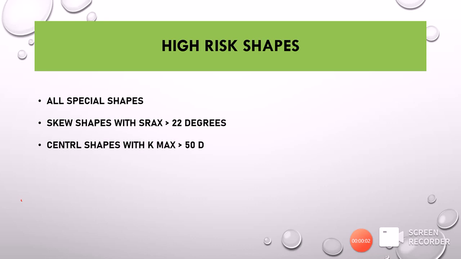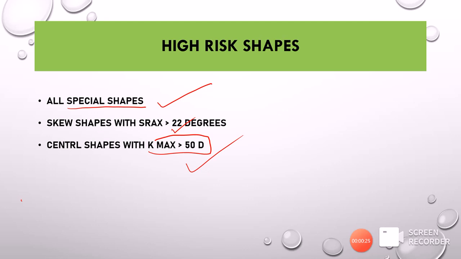Now let us summarize the high risk shapes and the moderate risk shapes which are present on the axial curvature map or the anterior curvature map. So all the special shapes will tell you that there is a high risk. All the skewed radial shapes, with the skewed radial axis of more than 22 degrees, is high risk. Central shapes with K-max or the symmetrical shapes with K-max of more than 50 diopters is definitely a high risk of ectasia.